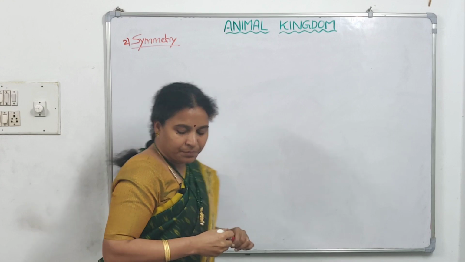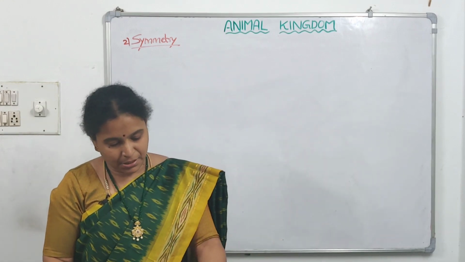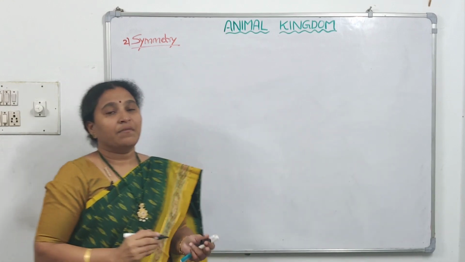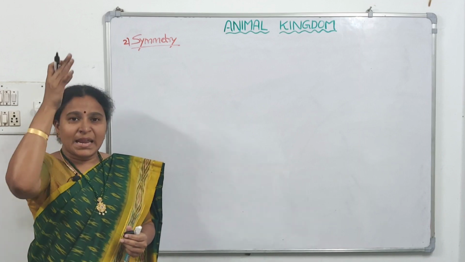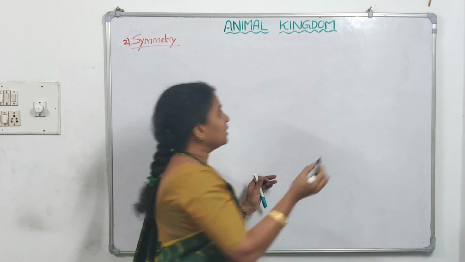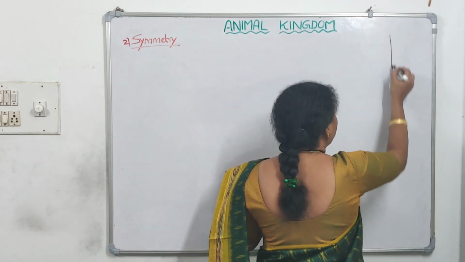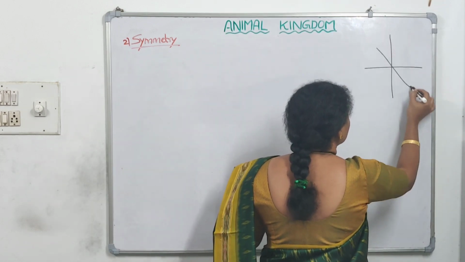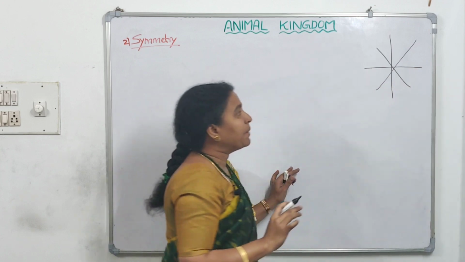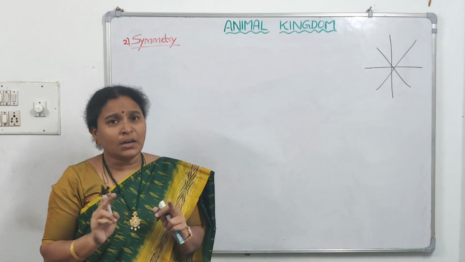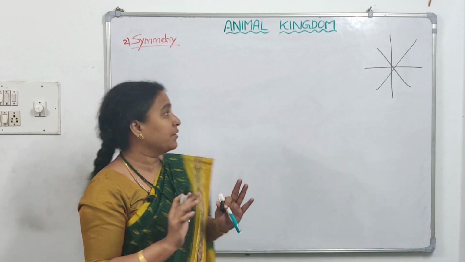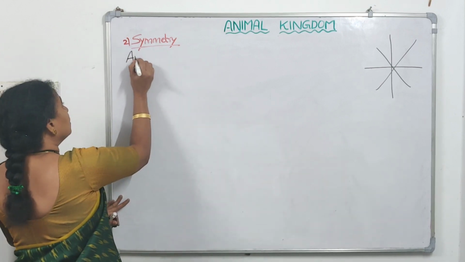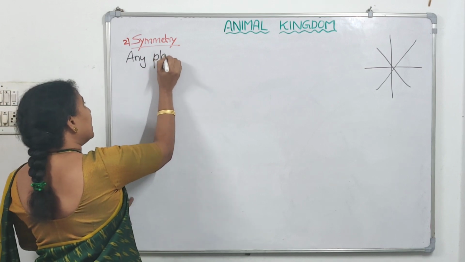Now let's talk about symmetry. Now in symmetry we can say any plane that passes through the center. Any plane that passes through the center means we can take this plane or this plane or this plane or this plane. Any plane passing through the center, if it is not giving you two identical parts, then such animals are called asymmetric.